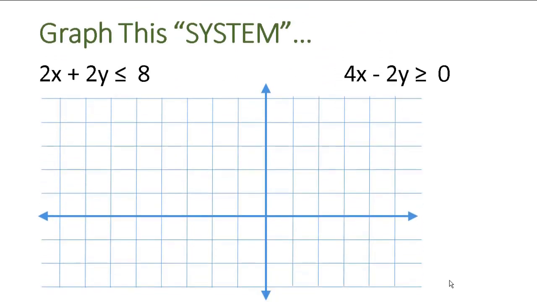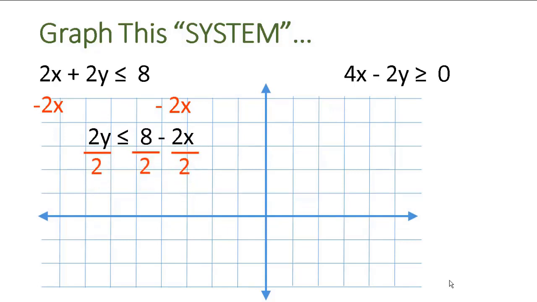Okay, let's try and graph this system. We'll do one at a time, that's all. The first one, we're going to solve for y, just like we did last class. So we'll subtract 2x from both sides. And then let's see, what's keeping y from being alone? The 2. So we'll divide everybody by 2. And we didn't divide by a negative, so we won't switch the sign. So now we have y is less than or equal to 4 minus x.